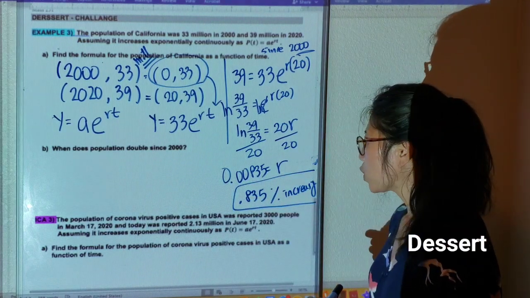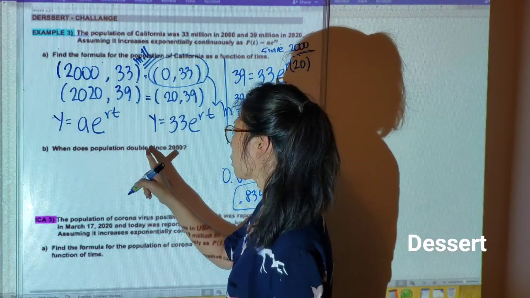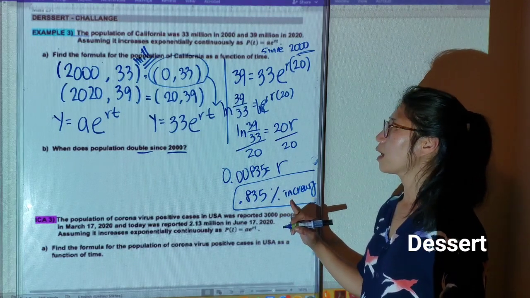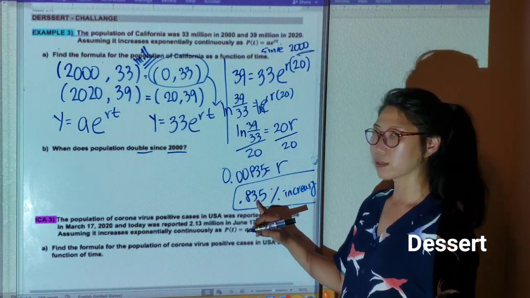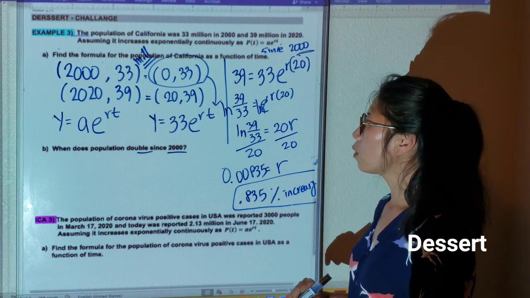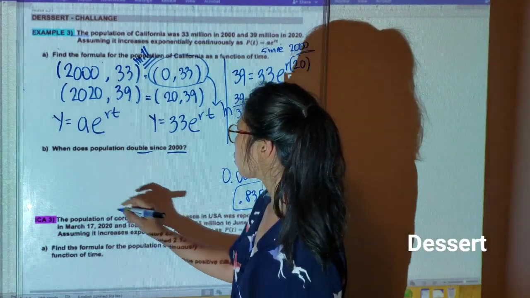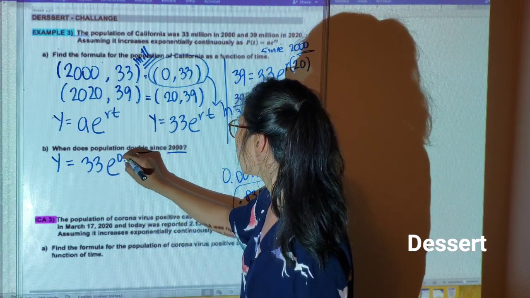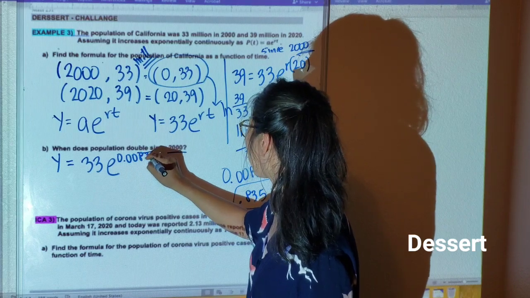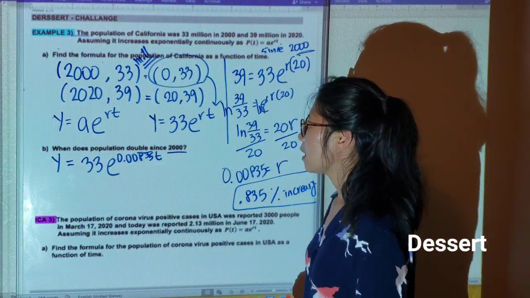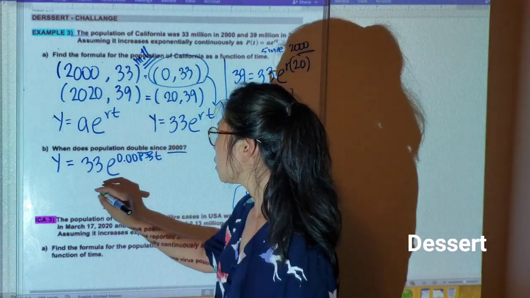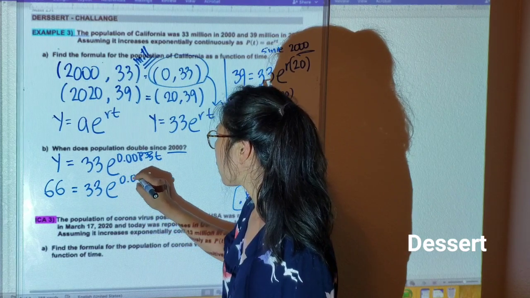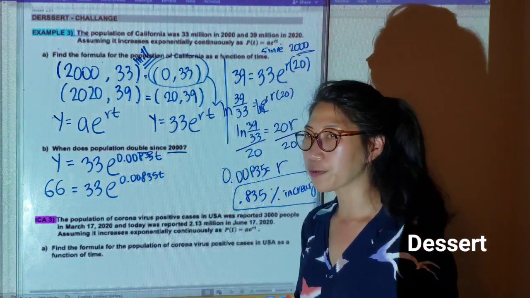So next question, I want to look at when the population is going to double since 2000. I feel that the rate of increase in California population is not as big as I expected. It's actually less than 1%. So I wonder when it's going to be doubled. So let's start with our equation y is equal to 33 e to the 0.00835 t. Then I want to find when it's going to be double, which means it's going to be 66 million.